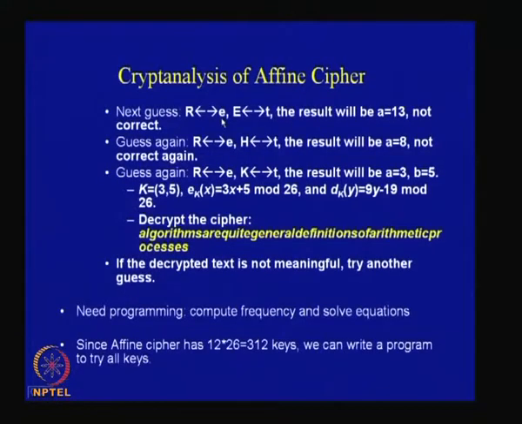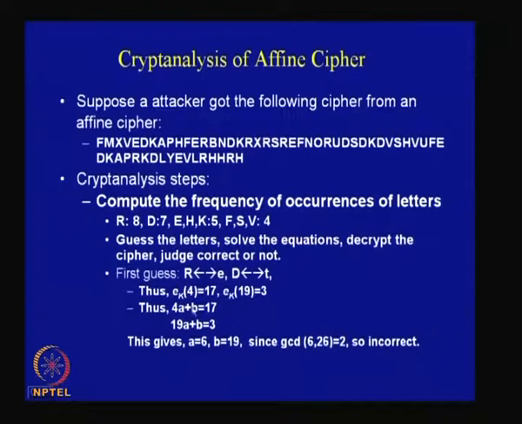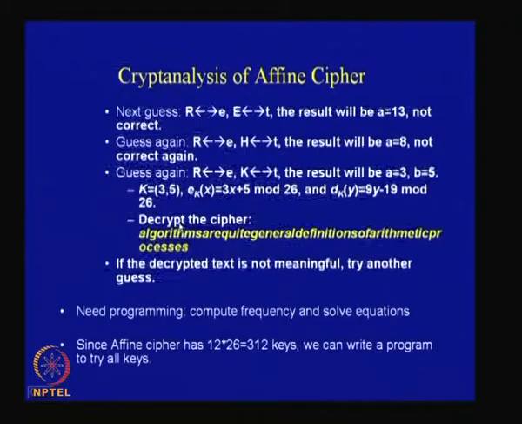Keeping R as E, we take the next occurring letter, which in this case is E, and we say let E be mapped to T. In this case you get A is equal to 13, and 13 is again not correct, because the GCD of 13 and 26 is 13, which is not equal to 1. So then we go for the next occurrence. Again we keep R as E, and the next occurring letter is H, so T is mapped to H, and if you solve now, you get A is equal to 18, which is again not correct, for the same reason: the GCD of A and 26 is not equal to 1. So we can continue like this.